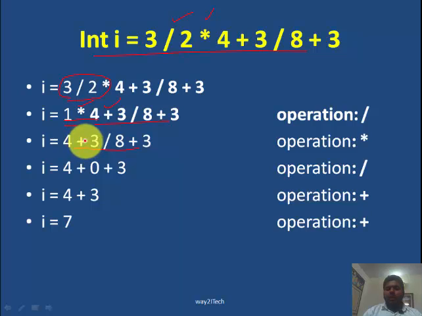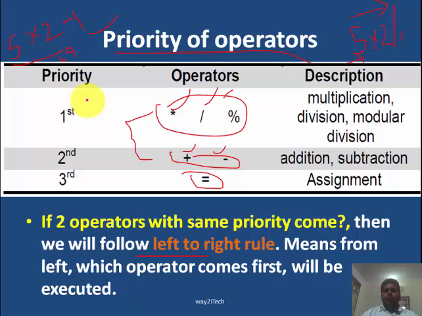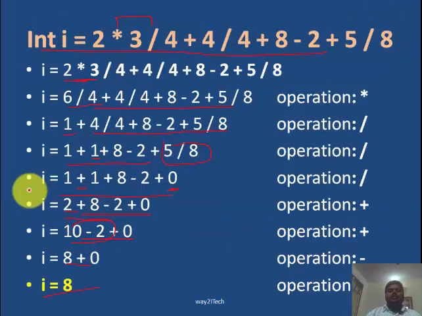Now plus and division, division has higher priority, so we will solve the division. What will be the quotient here? 0. This is the result. Now all the priorities are the same, so you can simply add this, and you will get the result as 7. I hope you understand this priority of operators. Highest priority is of division, multiplication and modulus division. Second highest priority is of plus and minus. Third is assignment.